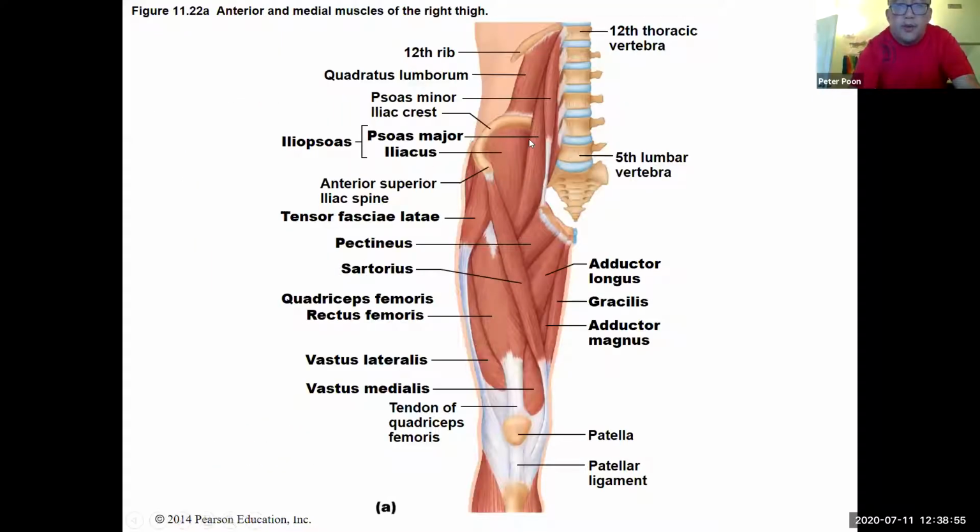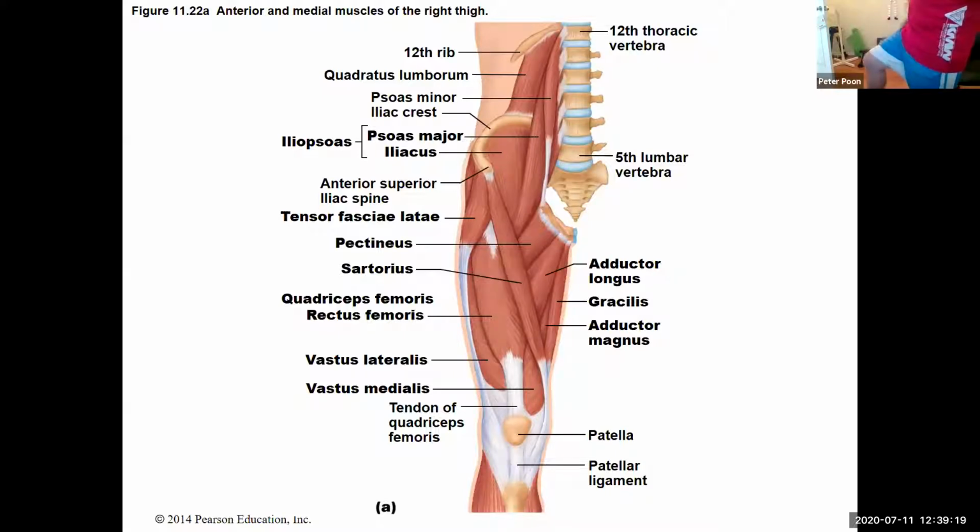So this right here is the iliacus. If I'm lifting my leg here, most of it is going to come from the iliacus, which is right on the iliac crest. The other muscle is going to be psoas major. That's attached to my vertebrae up here. So these two combined form one bigger muscle called the iliopsoas.